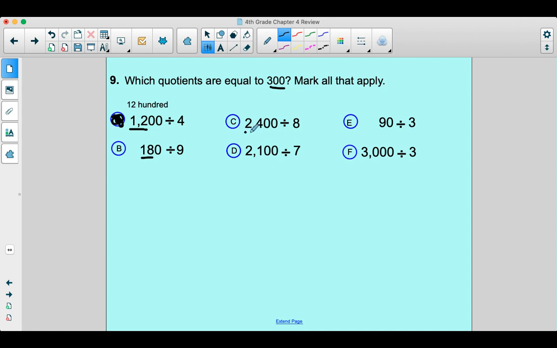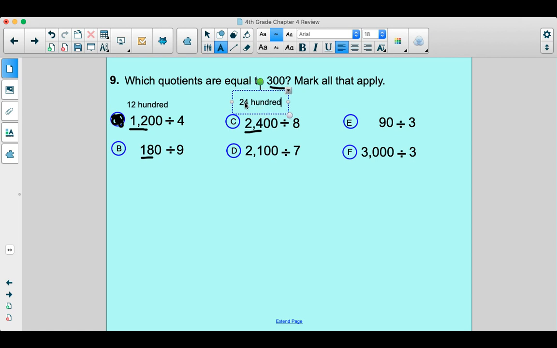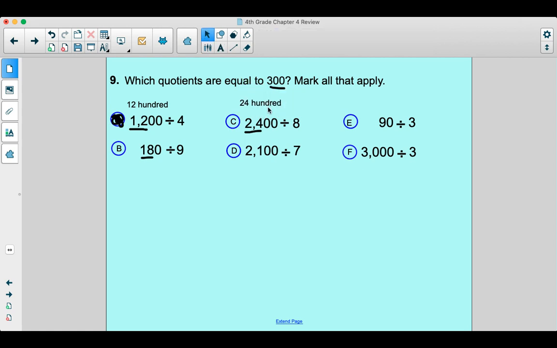2,400. Maybe you're deciding that 2,400 might be a way that you want to say it to help you with the basic fact of 24 divided by 8. 24 divided by 8 is 3. And then we have the 100, right? 300. So that's a yes.